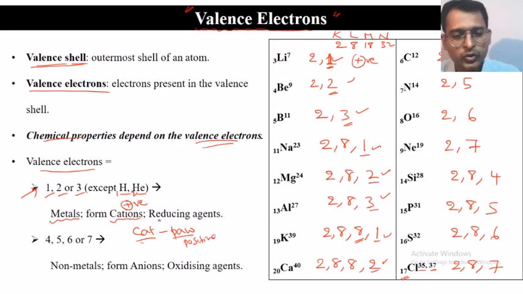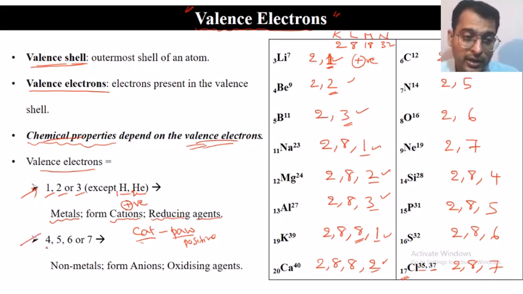It also acts as a reducing agent because it is giving electrons. Because it is giving electrons, it can reduce other substances. Therefore, it is a reducing agent. In this way the chemical properties depend upon the valency electrons. This is very important.